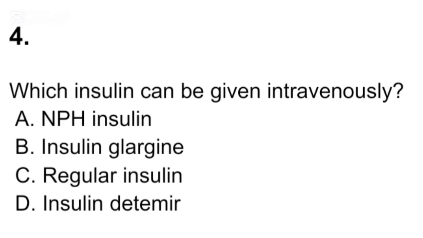4. Which insulin can be given intravenously? A. NPH insulin. B. Insulin glargine. C. Regular insulin. D. Insulin detemir. Correct answer, C. Rationale: only regular insulin can be safely administered IV.